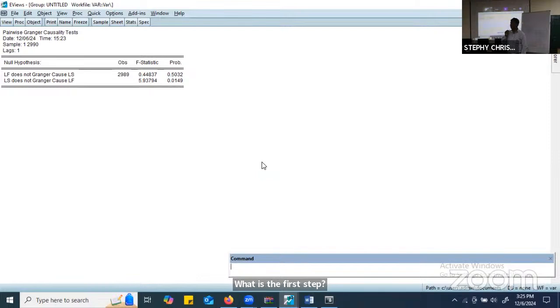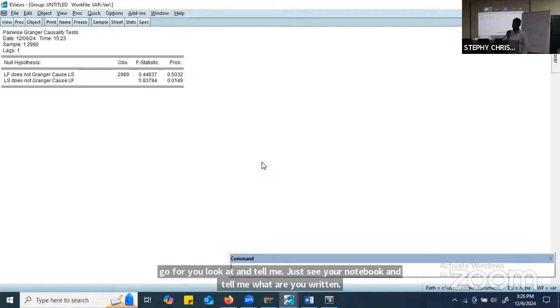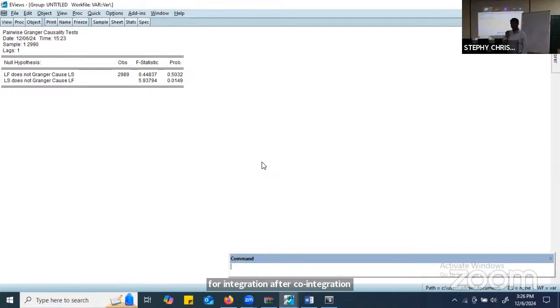The first step is stationarity. When both variables are stationary at the first difference, what do you have to do? Look at your notebook and tell me what you have written. Co-integration. After co-integration, the VECM. So there is no point in going for the VAR model. The specification should be VECM, not VAR.